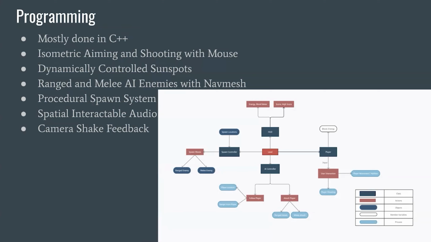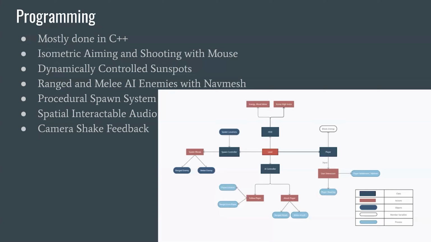The range and melee AIs each have a different follow pattern. Range AI gets up close, while melee AI puts some kind of distance between them and the player. This adds more variety to the gameplay. The spawn system gradually increases the number of spawns and the health of each spawned enemy character and their attack damage, and there is spatially interactable audio and camera feedback to improve gameplay feel.